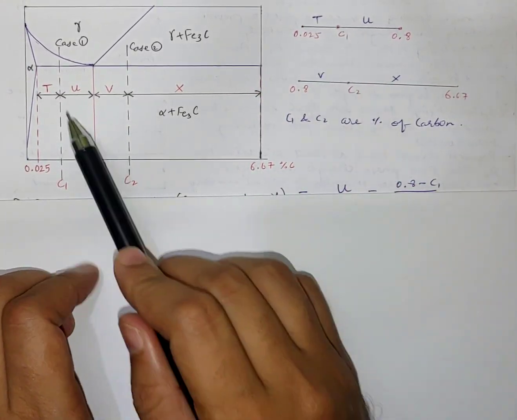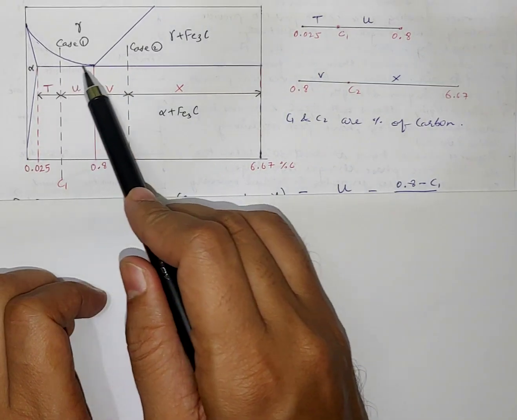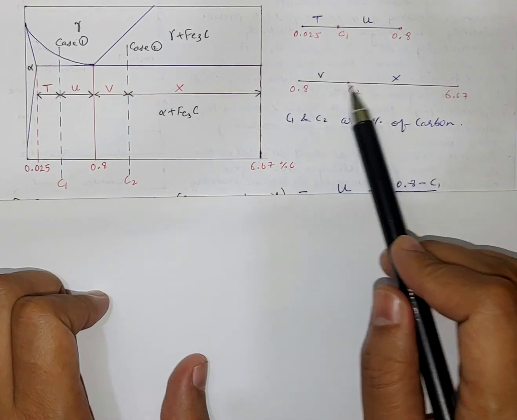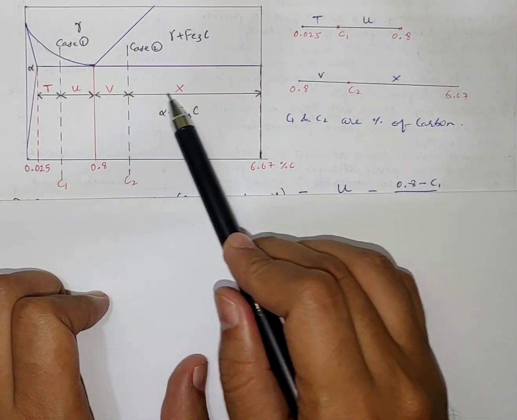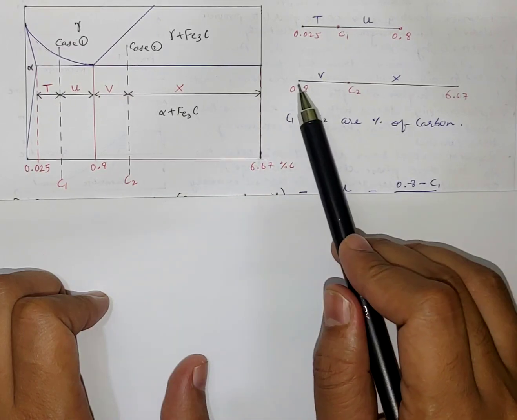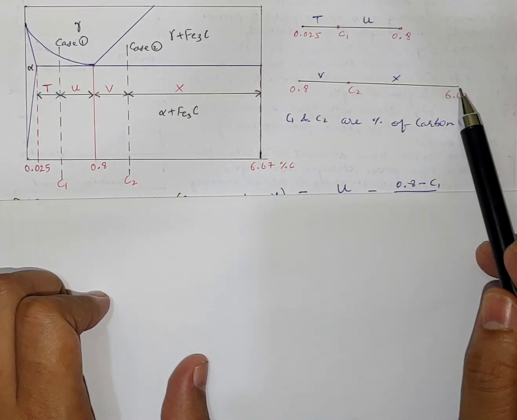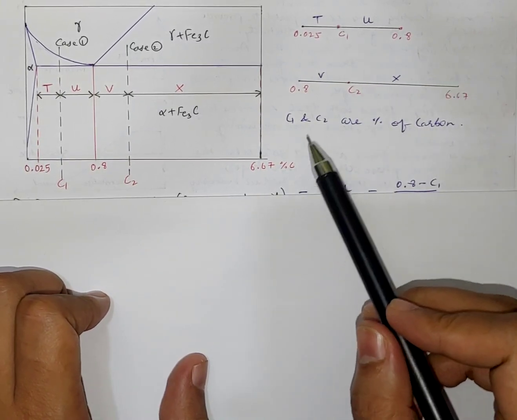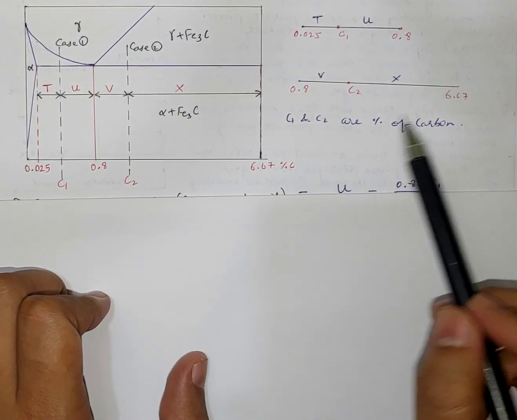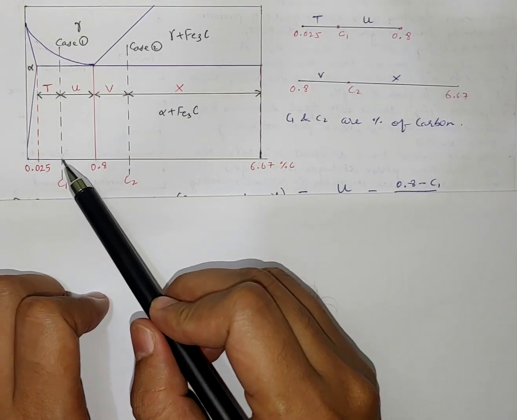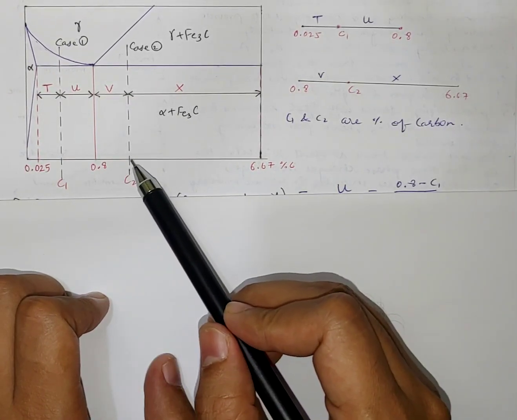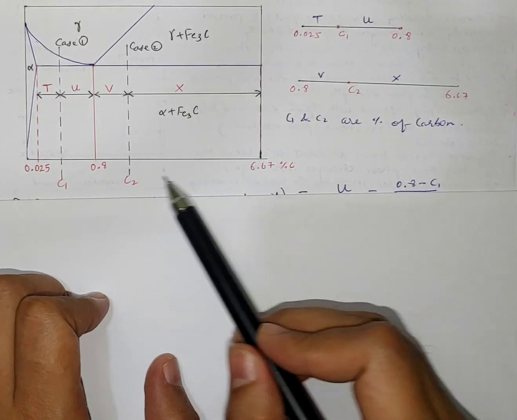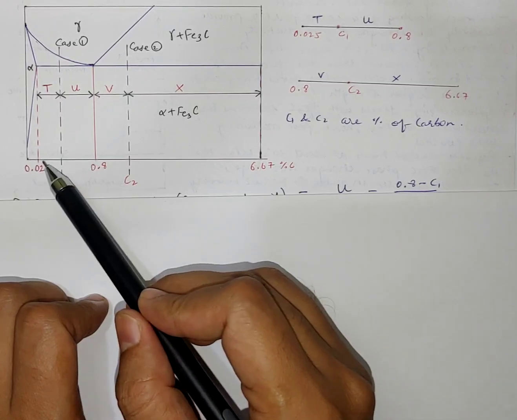Now I have drawn this line for the C1 case and the C2 case separately. So T and U, this particular line I have drawn here, and the C1 composition is in between. This line is V and X, where 0.8 is on the left side and 6.67 is on the right side. I have drawn these two lines for easy visualization. C1 and C2 are random percentages of carbon. Anyone can ask at this particular point or at that point, we don't know. So C2 is a random point between these two points, and C1 is a random point between these two points.